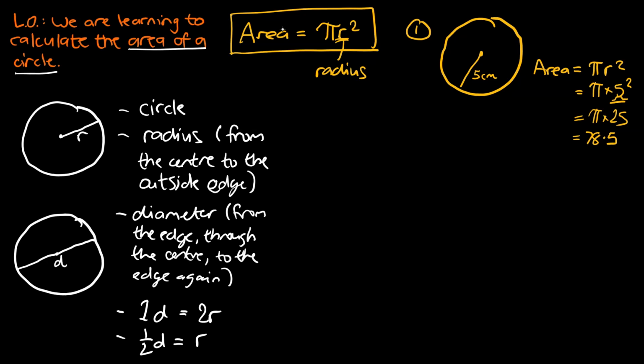78.5. And before we move on, we need to make sure we have the right units. We're dealing with centimeters squared. And I did round that answer to 1 decimal point because it did go on for a bit longer. So hopefully that first example made sense. Let's have a look at another example.